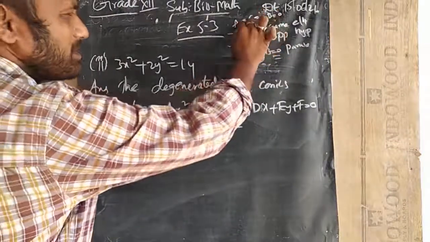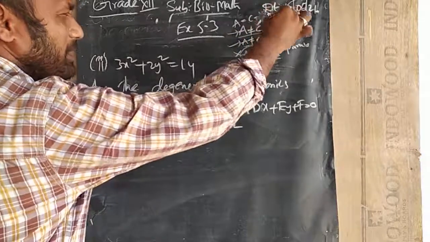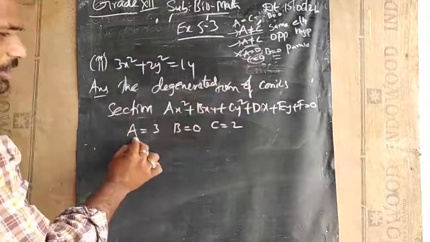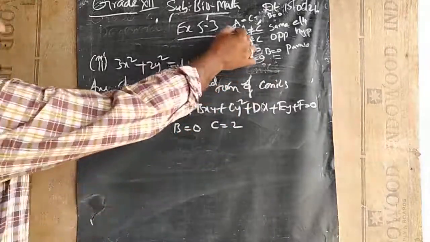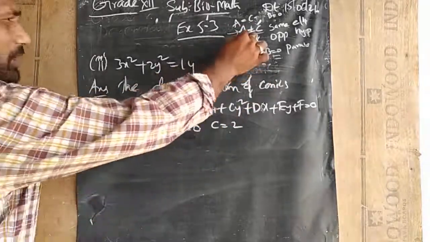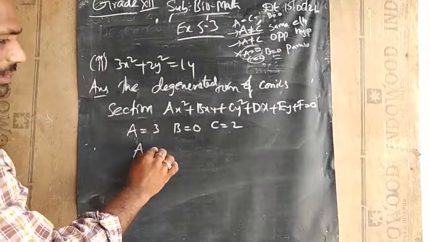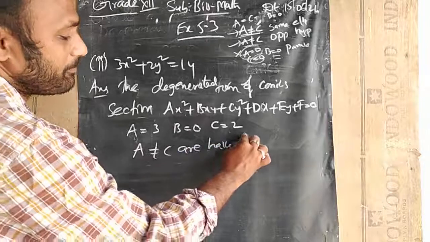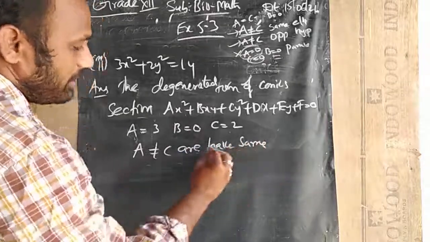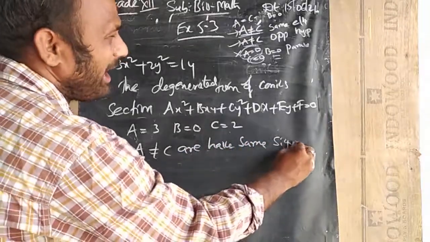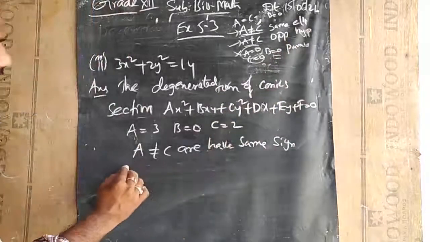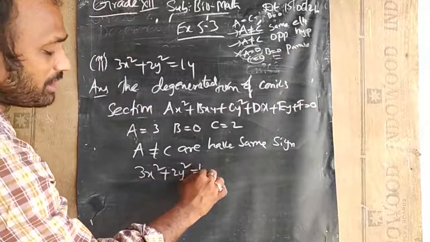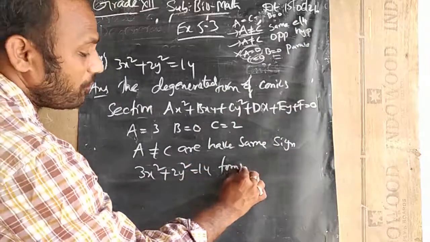So B is 0 but A and C have values, and moreover A and C are not equal. If A and C are equal and B is 0, I will call it a circle, no doubt. But A and C are not equal, so definitely the second and fourth case. A is not equal to C and they have the same sign. Then I can call it an ellipse. Therefore, 3x square plus 2y square is equal to 14 forms an ellipse.